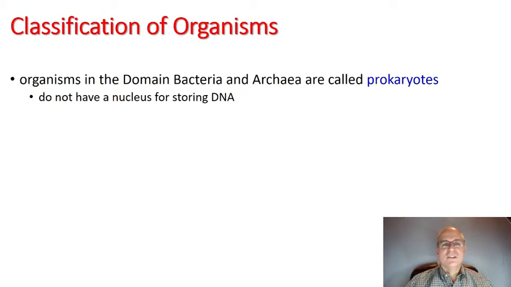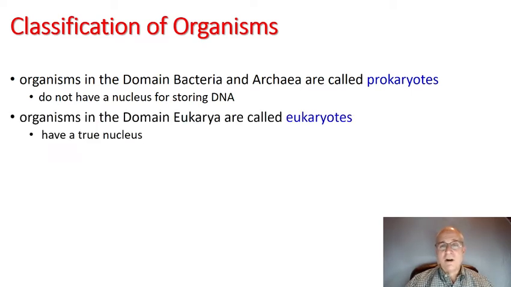So organisms in the domain bacteria and the domain archaea are sometimes called prokaryotes. And if we break this word down, pro meaning before, karyote is from the Latin word karyon, which is nucleus. So the prokaryotes are those organisms that evolved before a nucleus. And a nucleus is a structure that we find in organisms that holds the DNA, helps protect it, keep it organized. So organisms in the domain bacteria and the domain archaea are prokaryotes because they evolved before nuclei did.